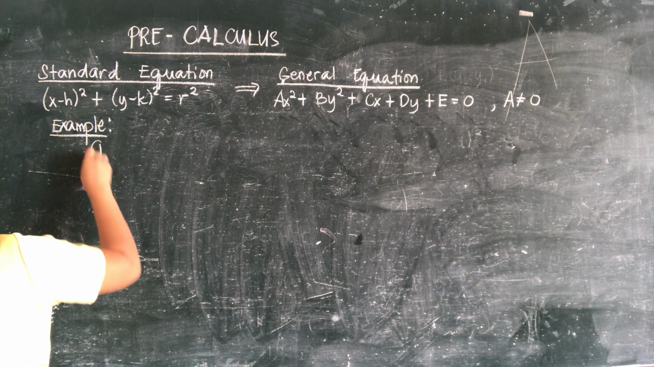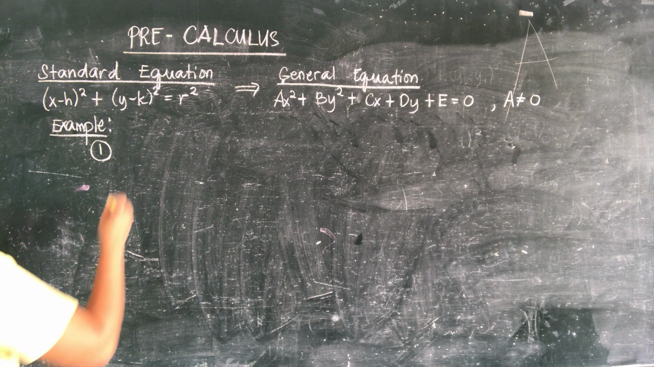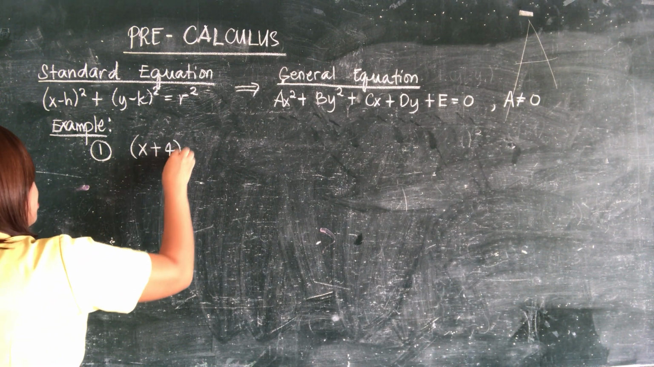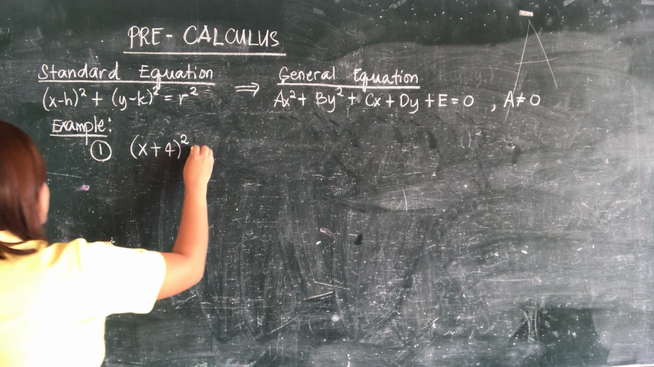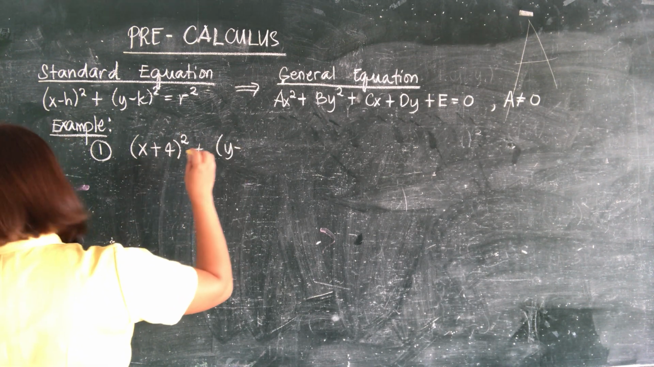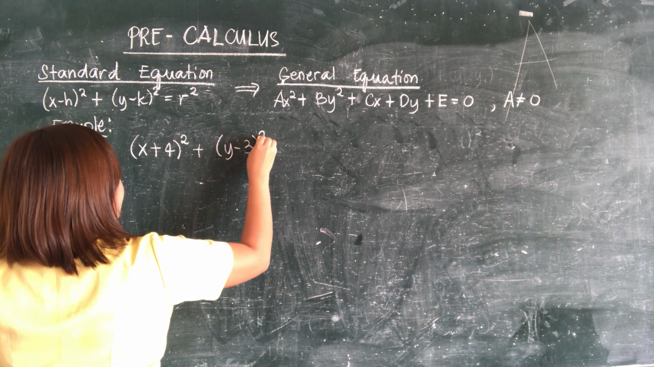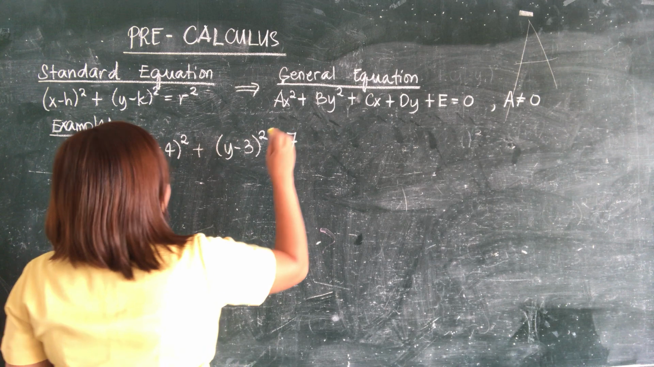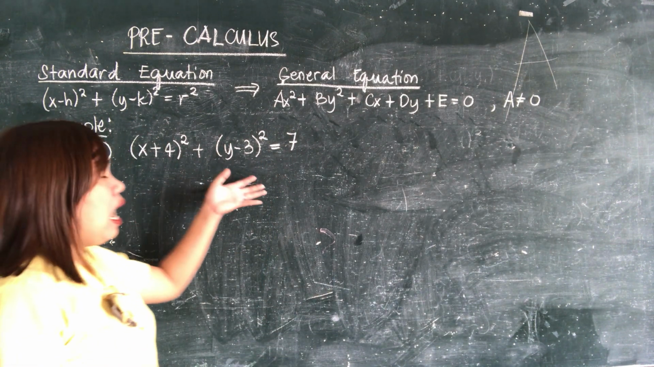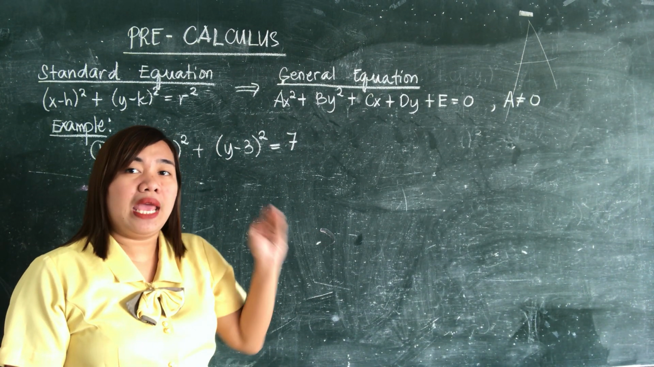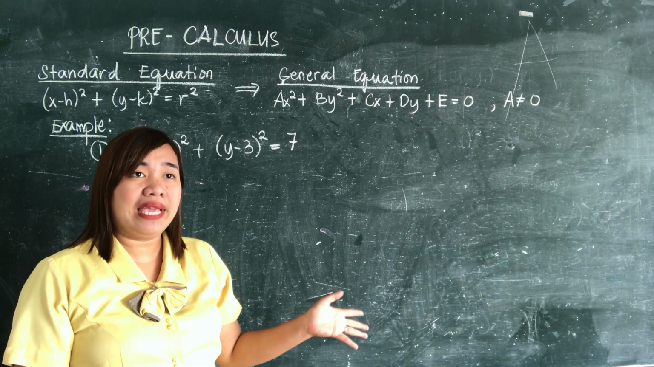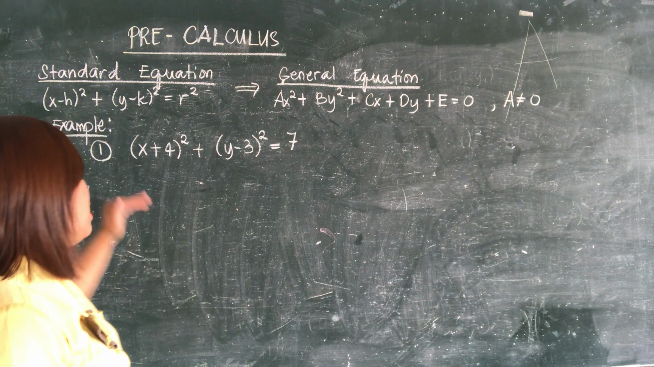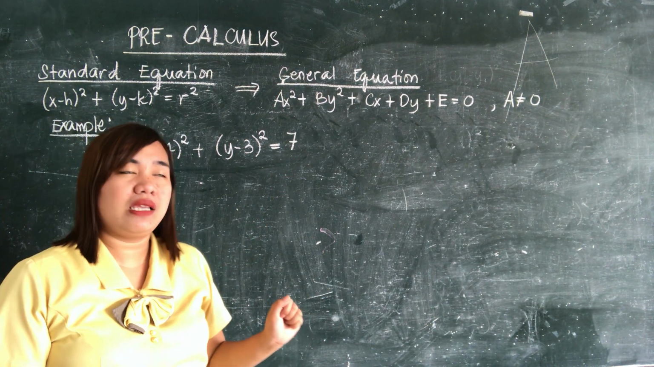So first example. We have the standard equation (x plus 4) squared plus (y minus 3) squared equals 7. So if this is our standard equation and you are tasked to write the general equation of the circle, all you have to do is to expand this equation.